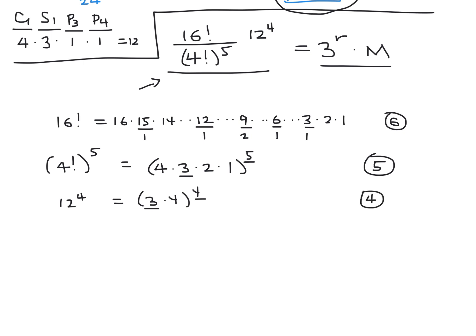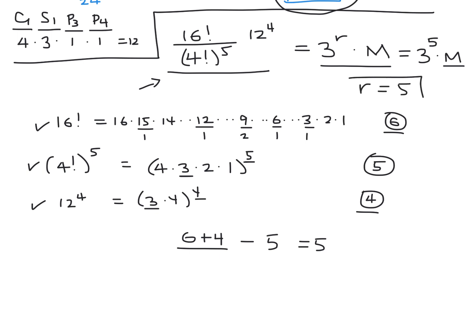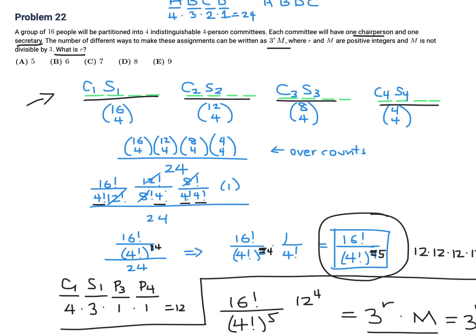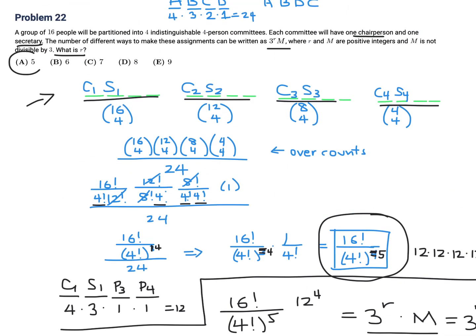Now, the numerators are this guy and this guy, so we add those, so it'll be 6 plus 4. And the denominator, which is this one, we would subtract, which is a 5. So 6 plus 4 minus 5 is 5. 5 is what this is, 3 to the power of 5. And then the m, who knows? The m, that's everything else that is not a factor of 3. So, therefore, after all that, we get the conclusion that r is equal to 5. And let's see if that's one of the answers. It is. A.